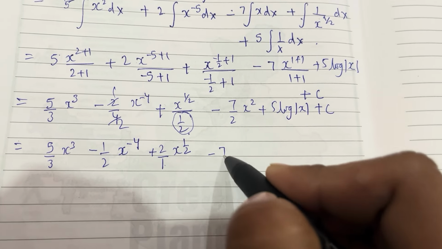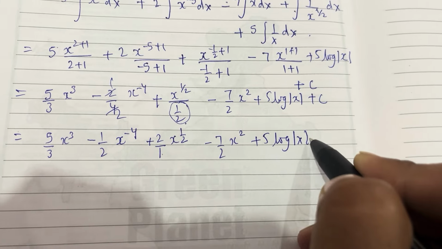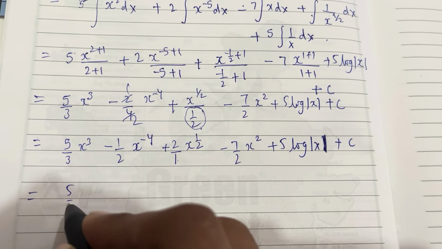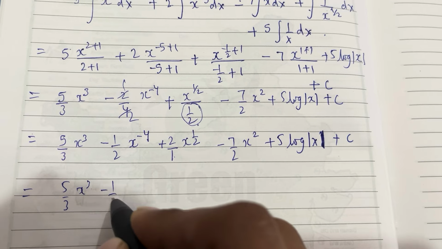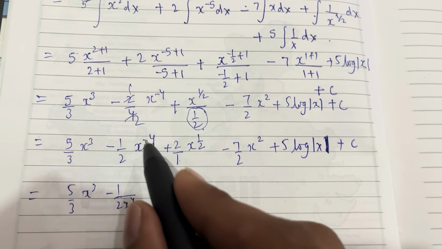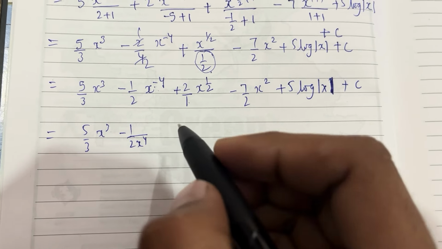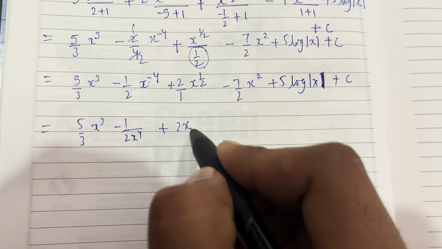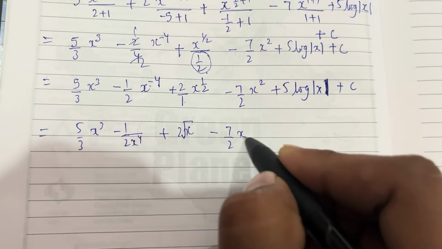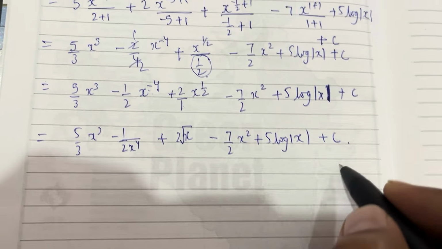Okay, minus 7 by 2 x square plus 5 log mod x plus c, and this is equals to 5 by 3 x cube minus 1 by 2 x raised to power 4, because its power is negative. If we want to convert it into positive sign, then it will reciprocate. Okay, plus 2 x raised to power 1 by 2, that is 2 root x, minus 7 by 2 x square plus 5 log mod x plus c. This is our final answer.